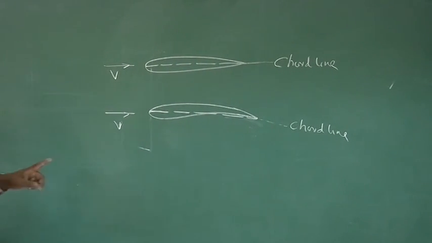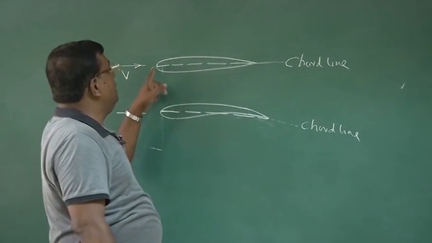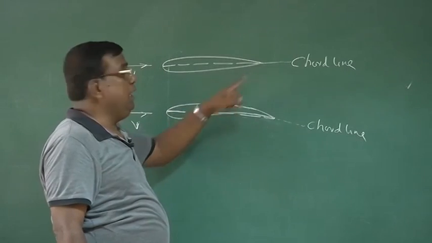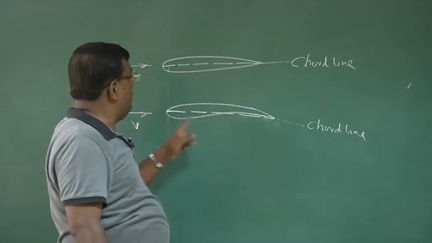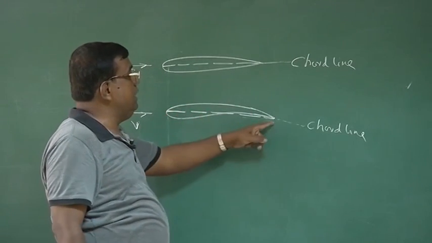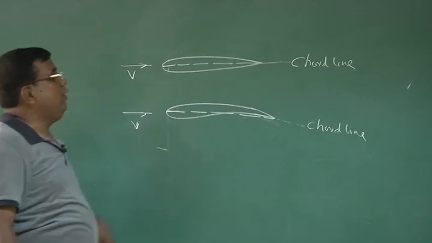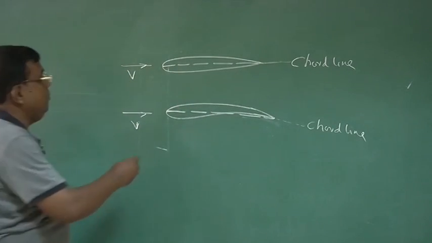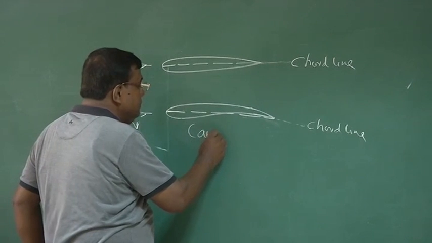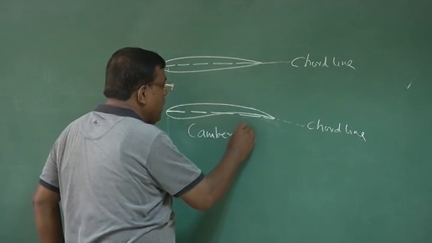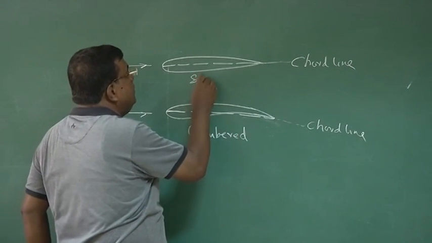Remember, the chord line we defined as, if you join the leading edge and trailing edge by a straight line, that becomes the chord line. Similarly here, the leading edge and trailing edge are joined, and that becomes the chord line for a cambered aerofoil. This is cambered, and this is symmetric.